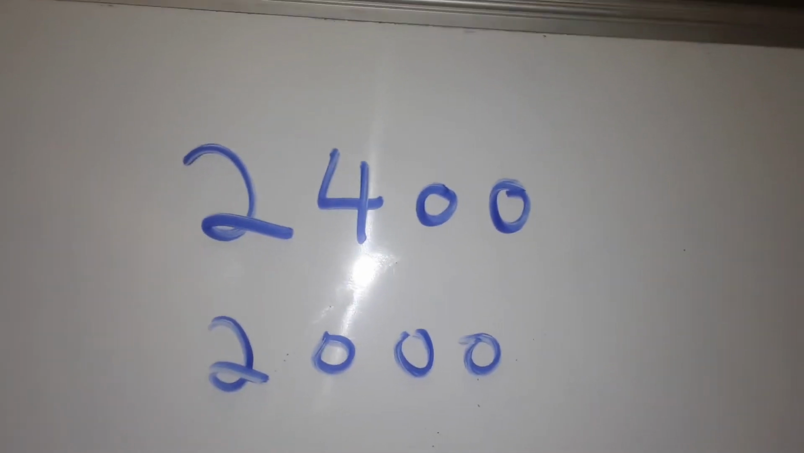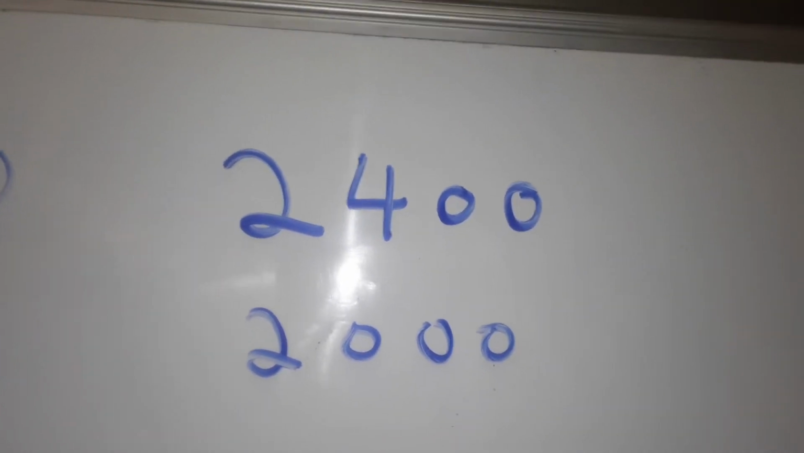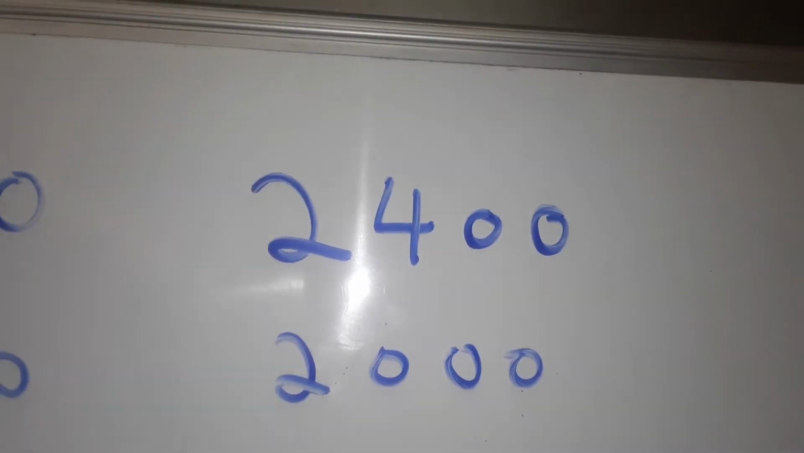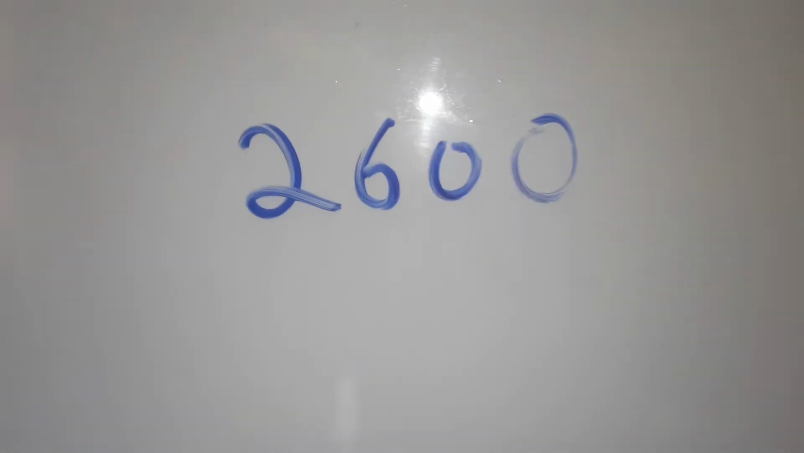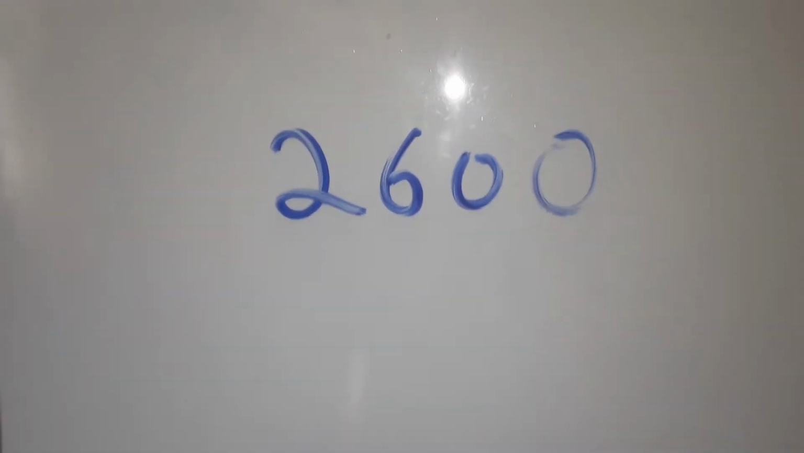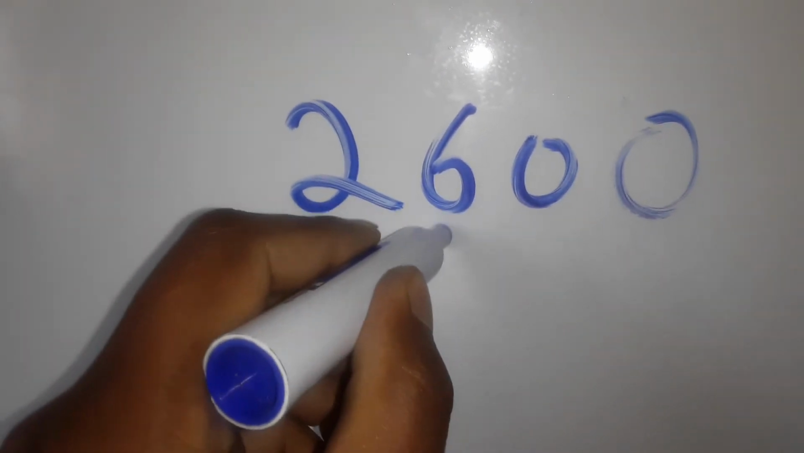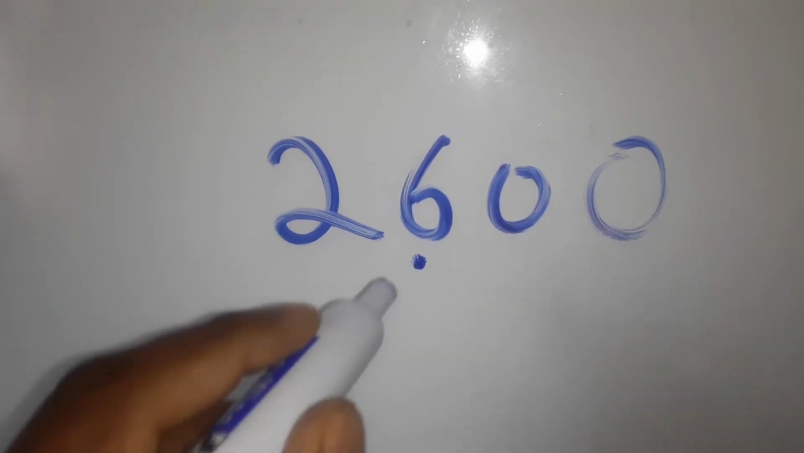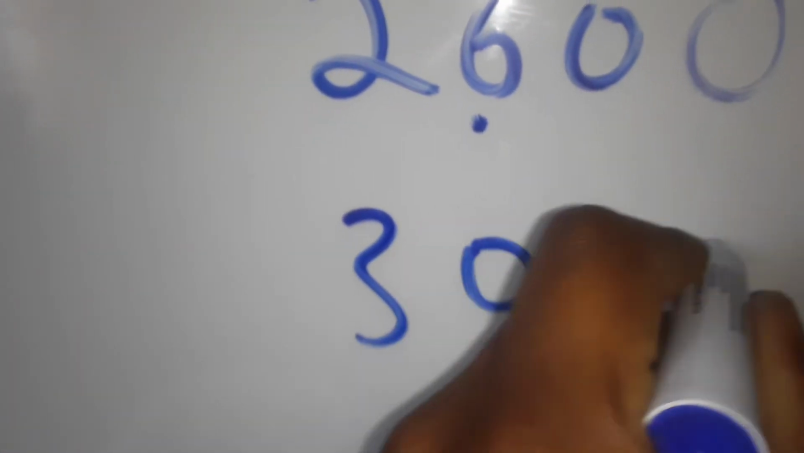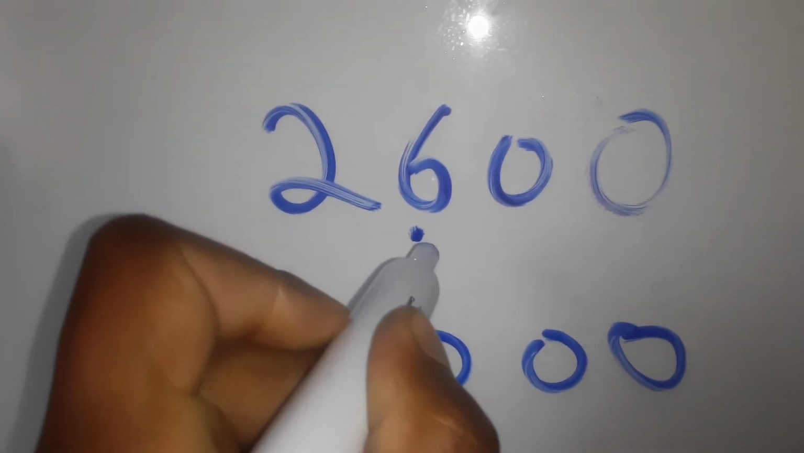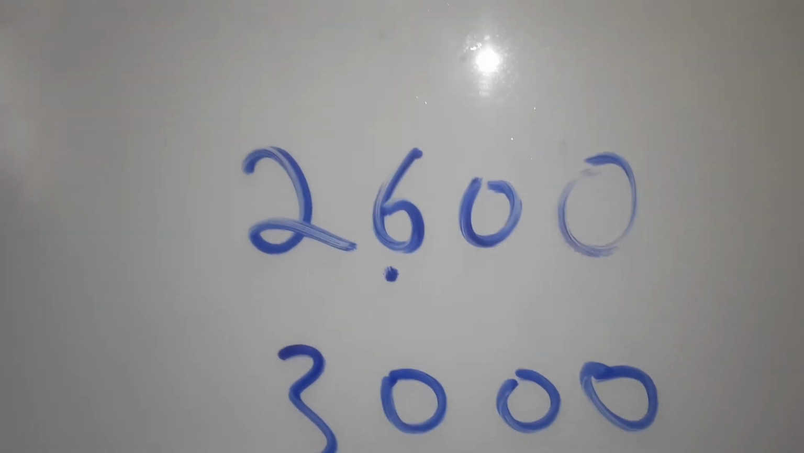Then after that, we look at another example. So we have another one right here. So we're having 2,600. So if we have 2,600, we look at the 6. Then the 6 can affect this one to change. Then we have 3,000. Because 6 is greater than 4. Change this to 3. And we have 3,000.